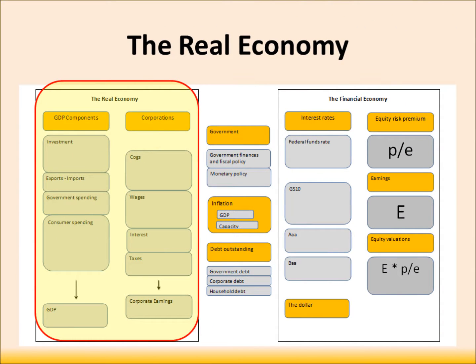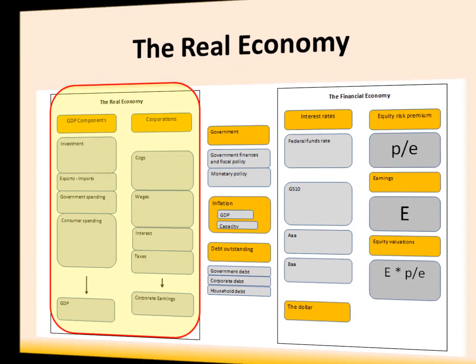On the left-hand side, we have GDP components, which are investment, net exports, government spending, and consumer spending. Those four items make up GDP. And on the right-hand side, we have corporations which operate in the real economy and which extract earnings out of the flow of money moving around as part of GDP dollars. So they are collecting part of that GDP revenue, but are paying out money in wages, cost of goods, taxes, and interest, and whatever is left equals corporate earnings.